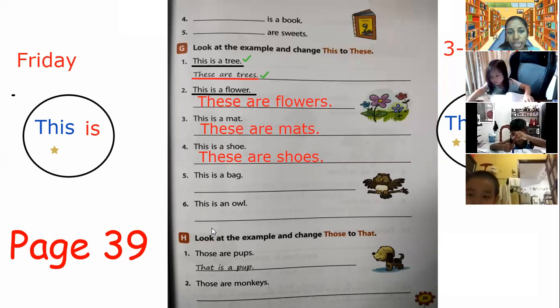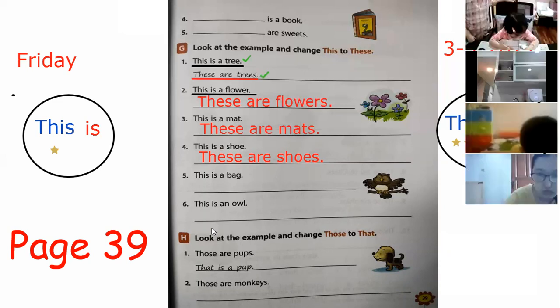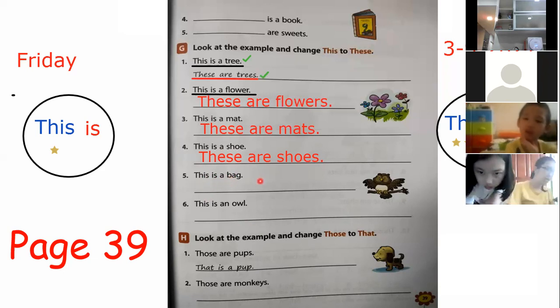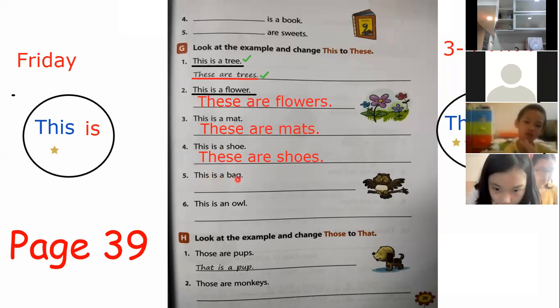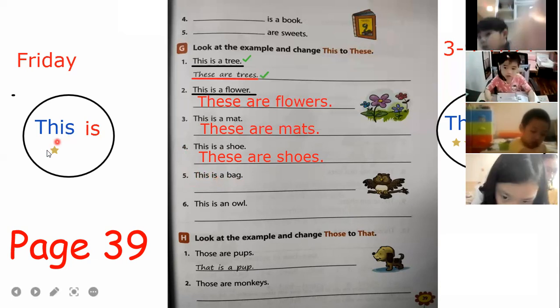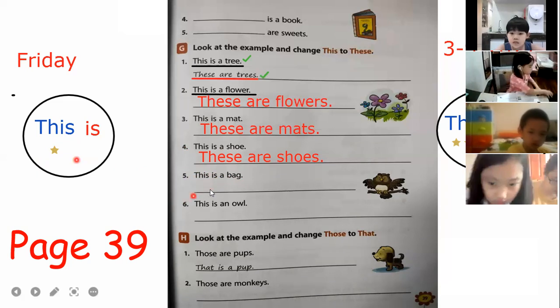Right, number 5, I am going to ask Iheng. Before that, let's read the sentence here, children. Everybody say, this is a bag. This is a bag. Okay, it's in singular noun. So remember the word this is we use for singular, only one. So now we are going to make it as more.